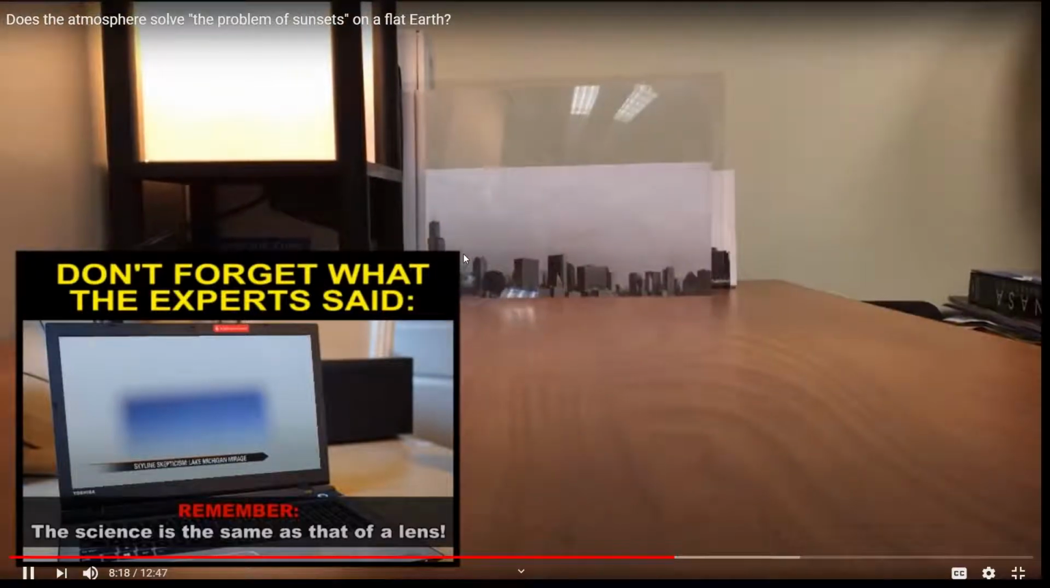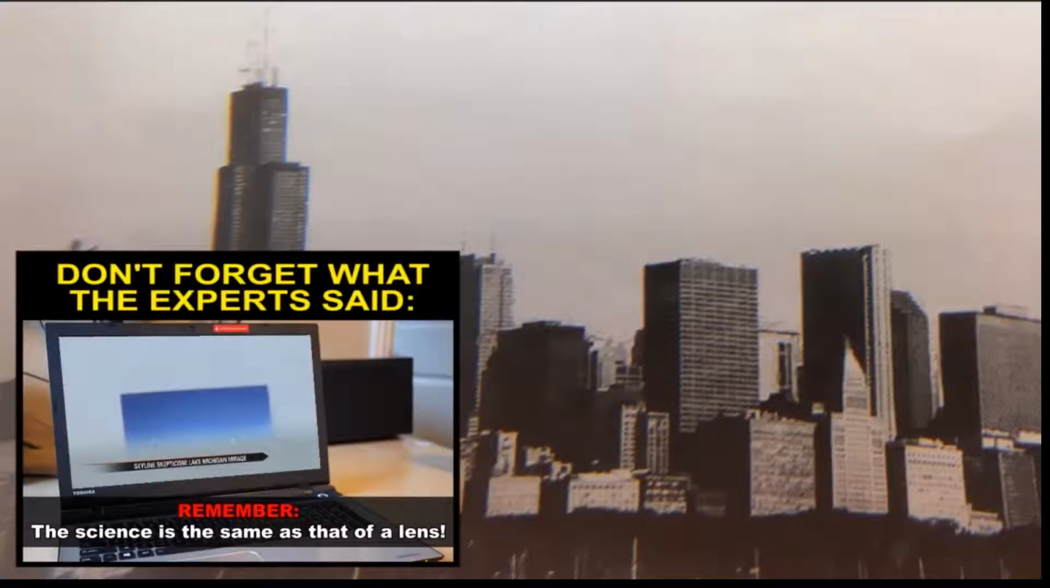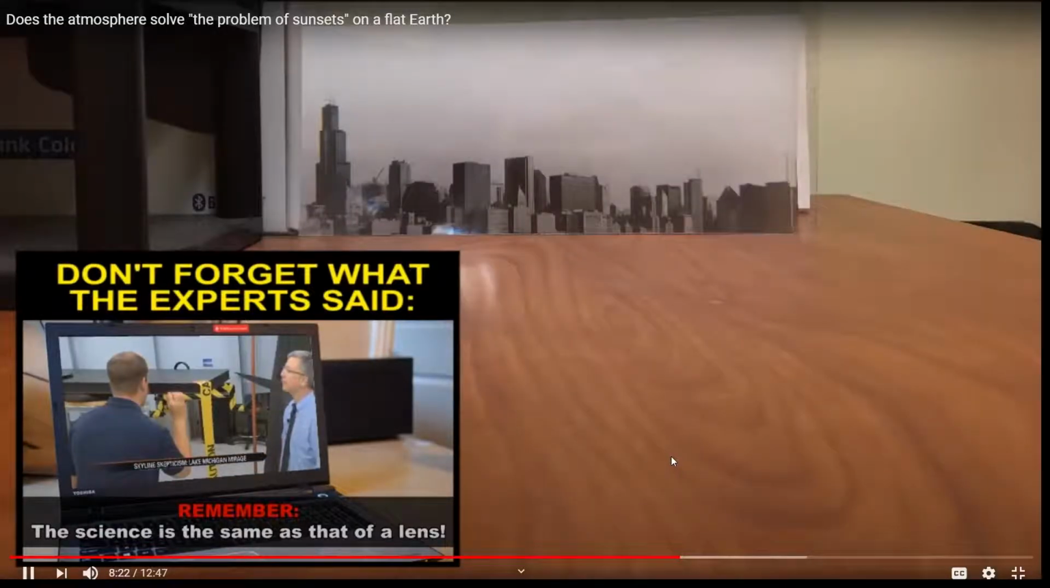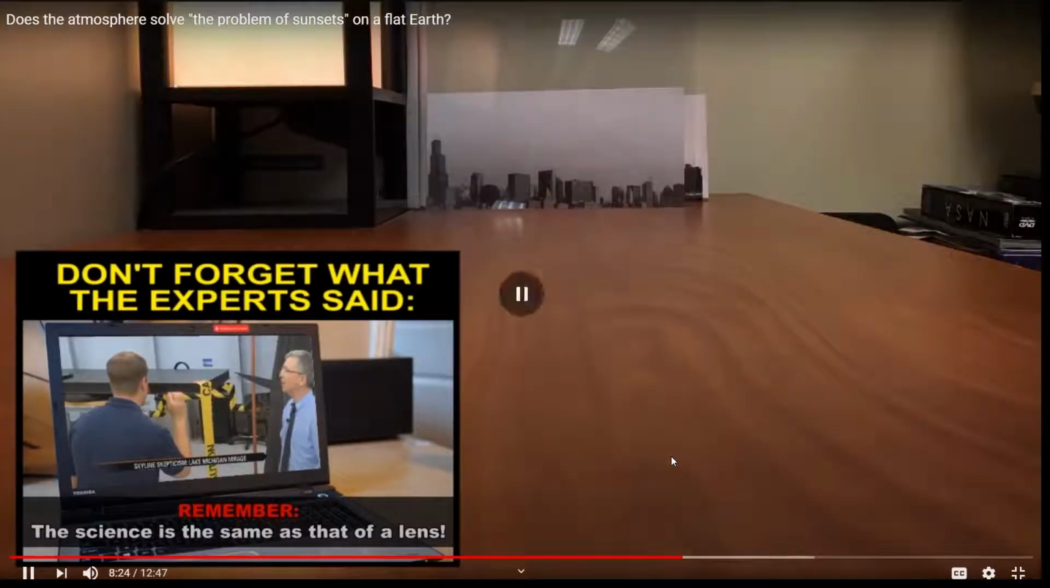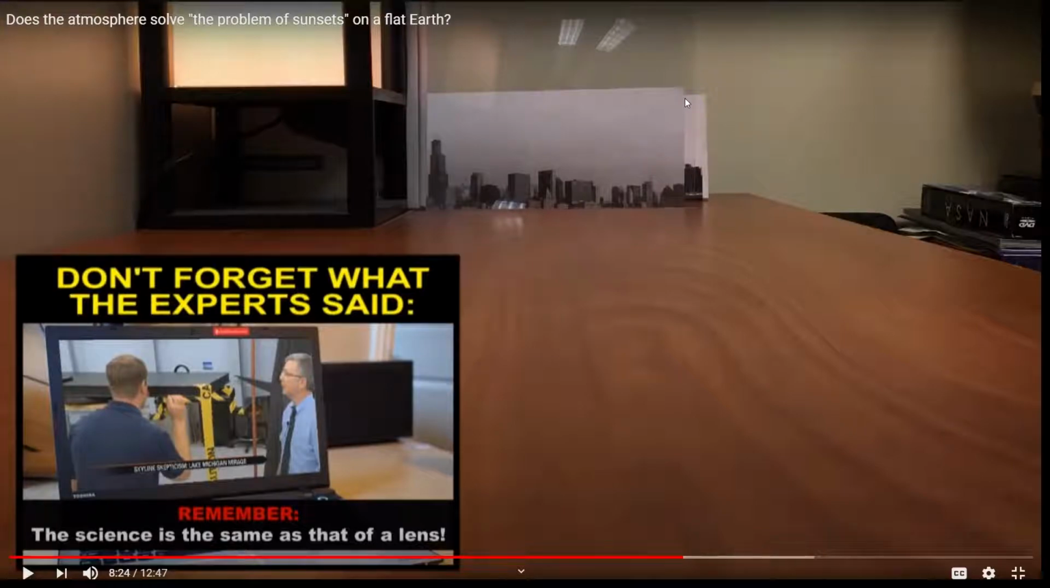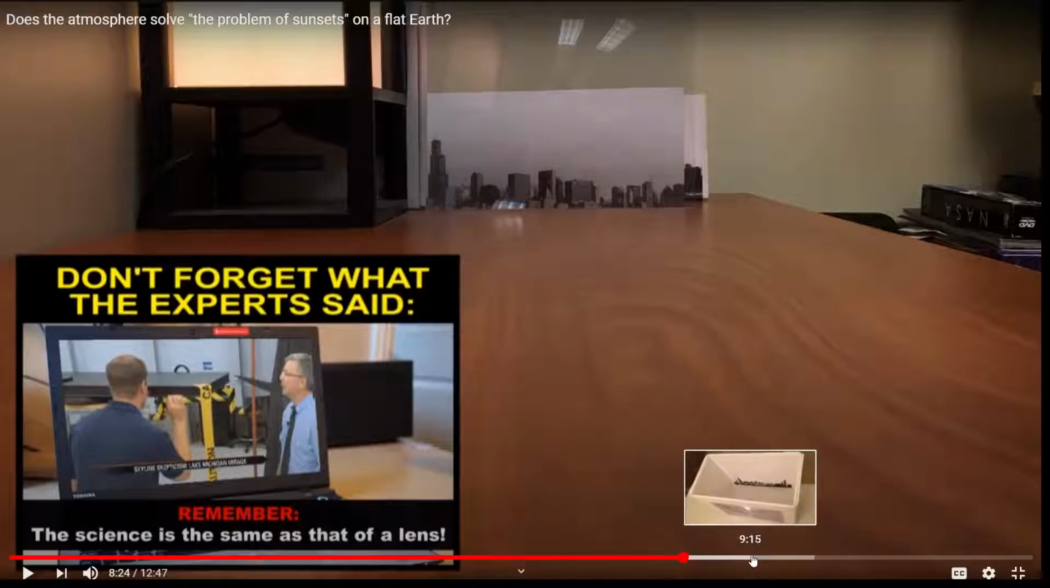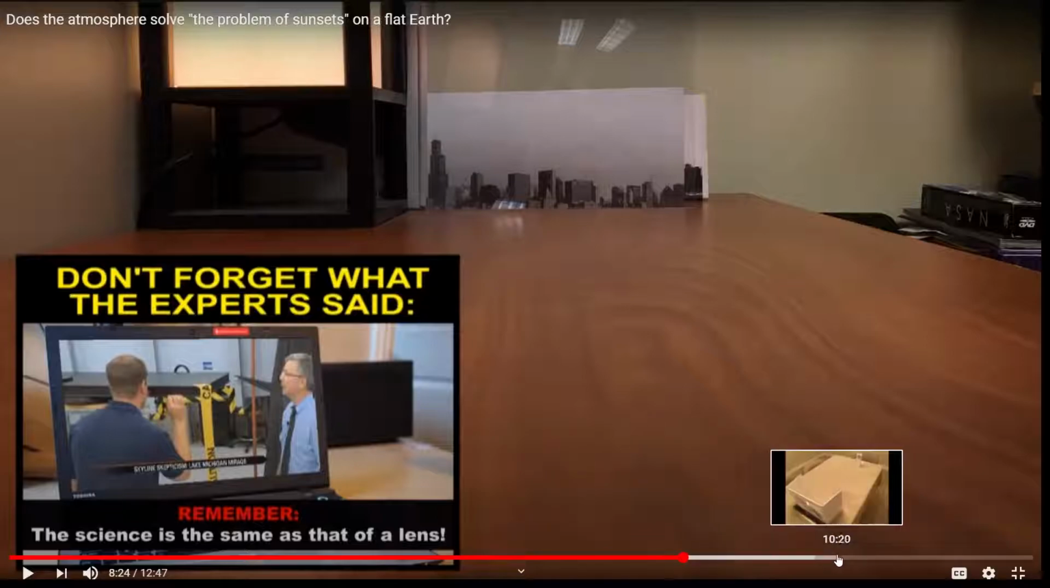Here's a simple example. So if you're looking at Chicago here, the atmosphere really is acting like a lens. You can plainly see that there's downward refraction causing the paper's top to appear higher, and there's upward refraction causing the elements at the bottom of the paper to appear lower. Now let's skip ahead to where he applies the same setup to a sunset, and here he really screws the pooch.